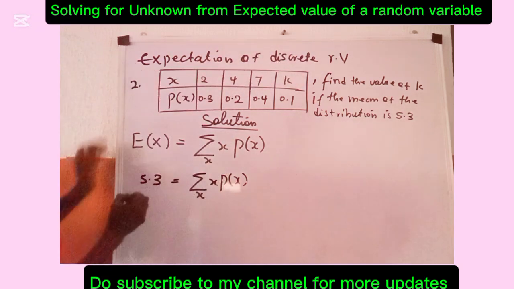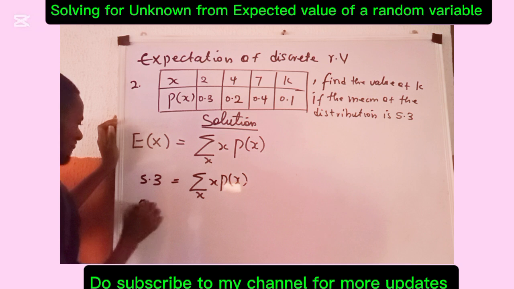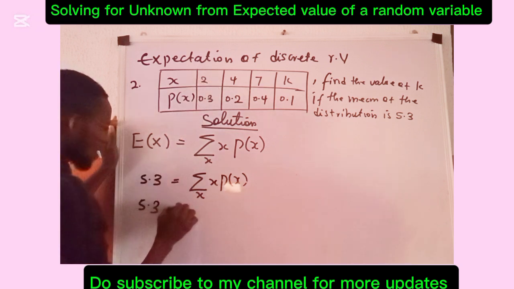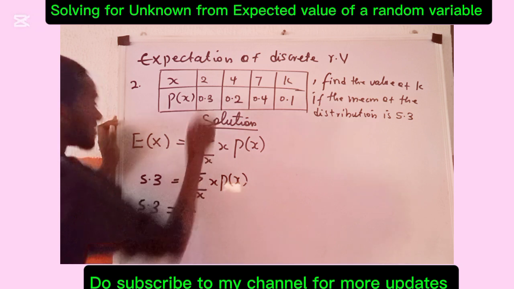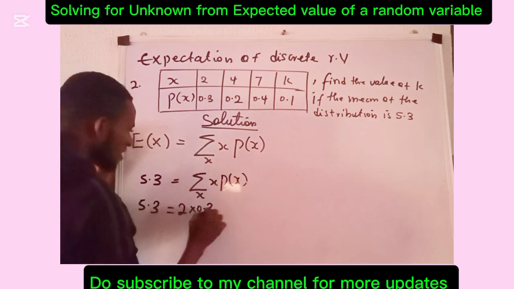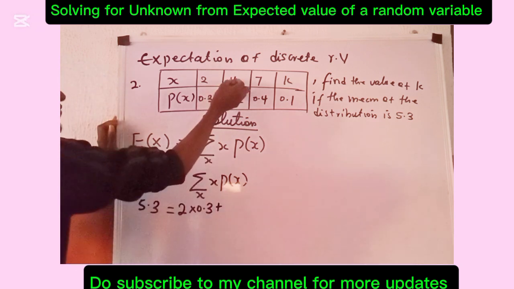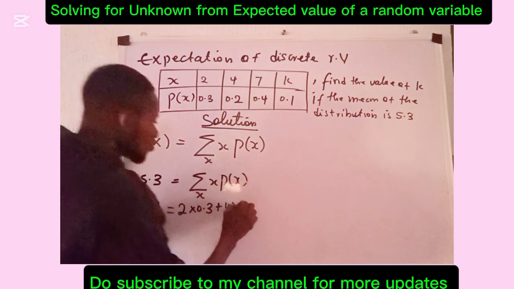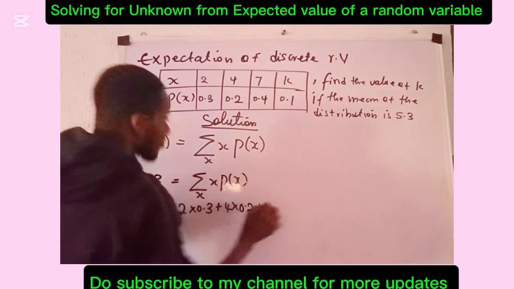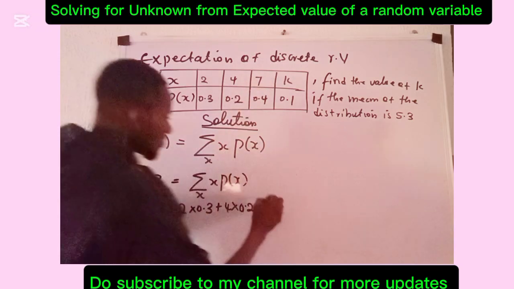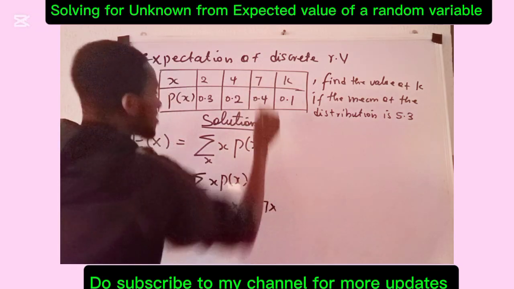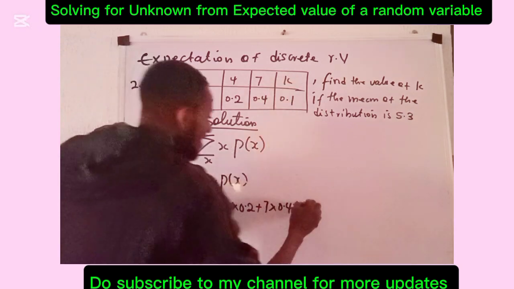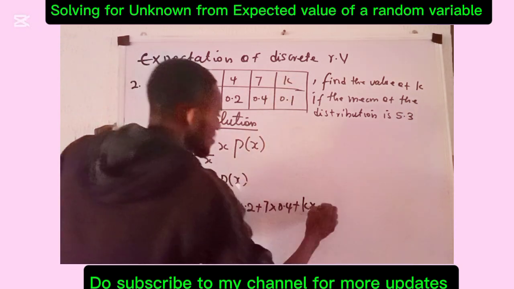And in that case, what we now have becomes what? 5.3 equals. The value here is 2, so I have 2 multiplied by 0.3, plus. The value of x here becomes 4, I have 4 multiplied by 0.2, plus. The value here is 7, so I have 7 multiplied by 0.4, plus. The value here is k, we have k multiplied by 0.1.